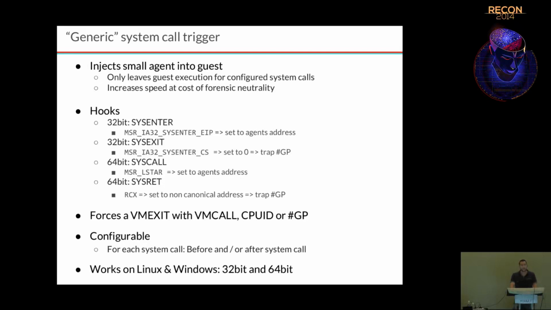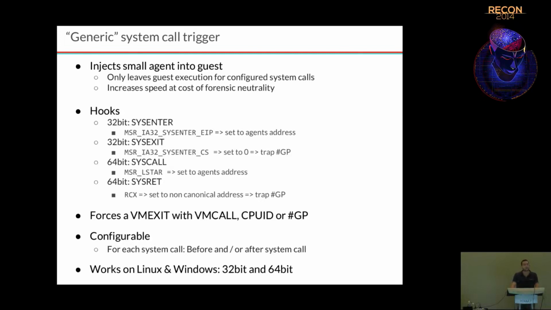When we want a snapshot after the system call, it's not so simple. So we use two different tricks to do that, depending on the platform. On 32-bit, we simply set the SYSENTER_CS MSR to 0. And on 64-bit, we set the RCX register to a non-canonical address. Both will trigger a general protection fault when returning from a system call by either SYSEXIT or SYSRET.